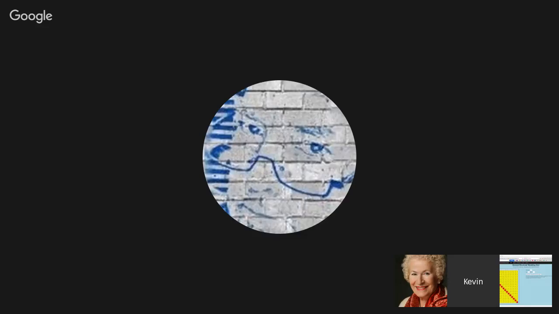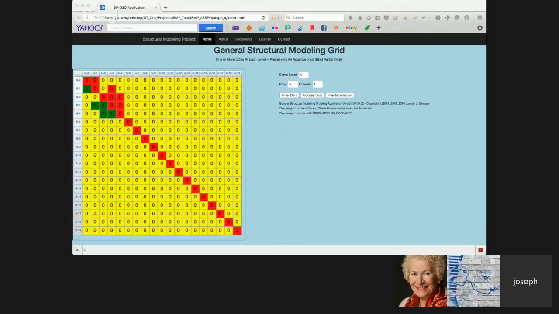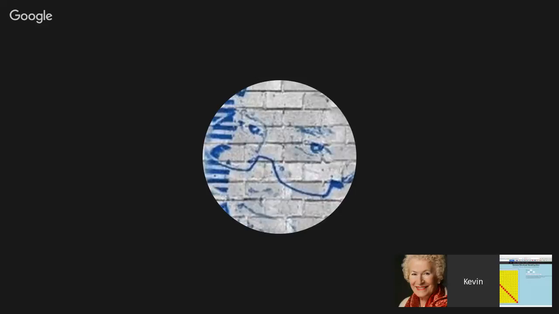Okay, so it allows you to enter data, process data, or infer information. Exactly. If you're going to assert a yes, that would be entering data. If I was going to assert a yes in the same level? No, if it's not the same level, enter data puts a 1 in row 5, column 1.